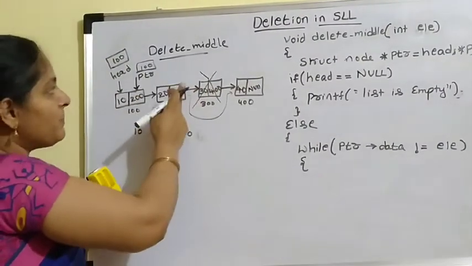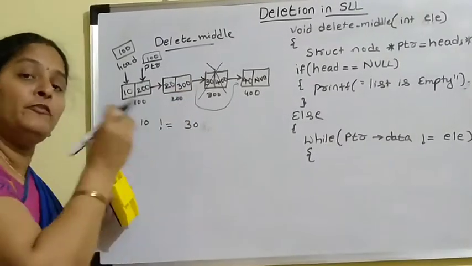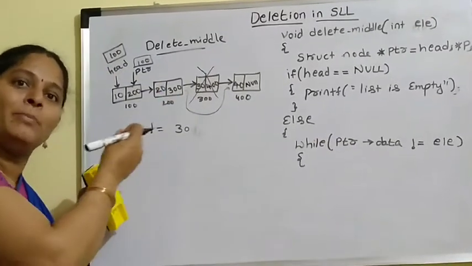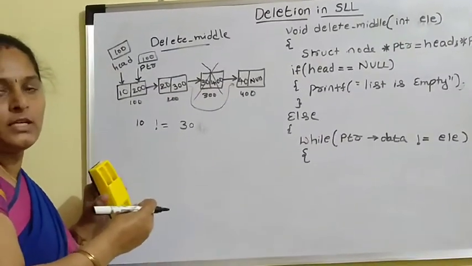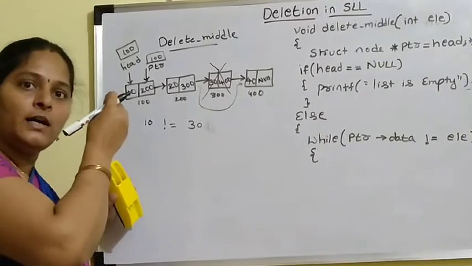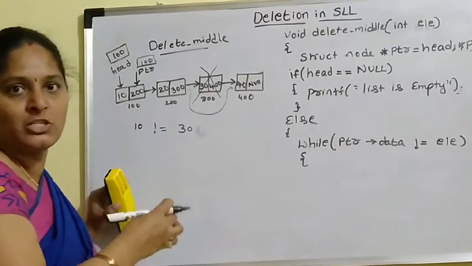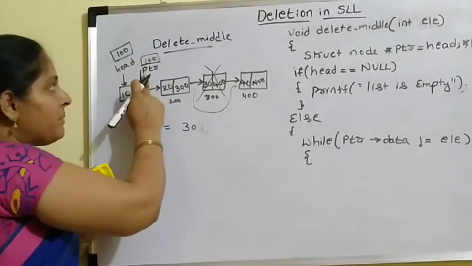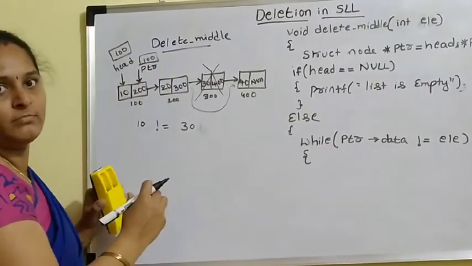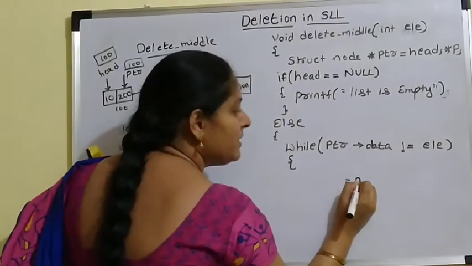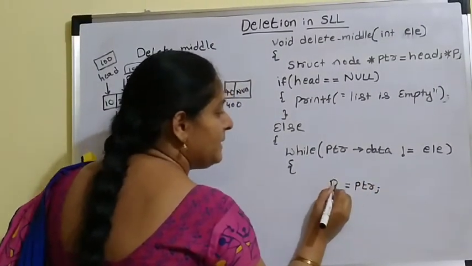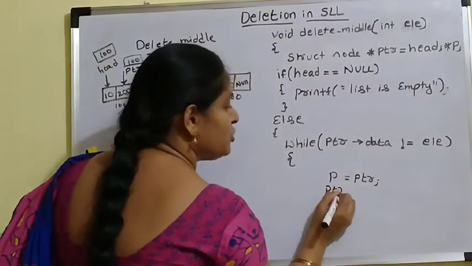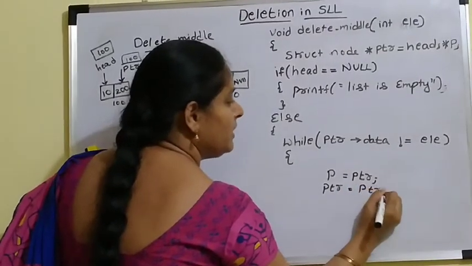Before moving PTR to the next position, if you find the position of the deleting element, we need to copy the deleting node's next field into the previous node's next field. That is the reason why we need to know the position of the previous node also. So before moving PTR to the next position, preserve the previous node information in some pointer. Save the PTR address in P, then move your PTR to the next position.